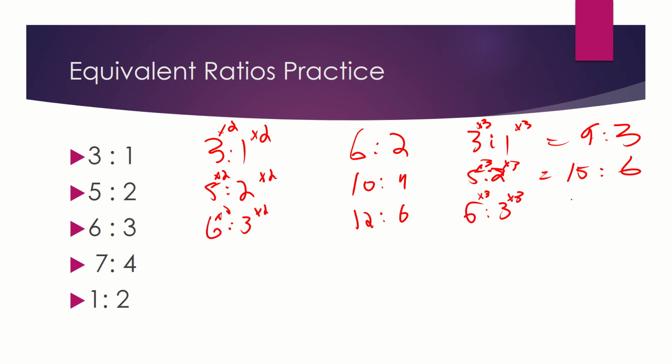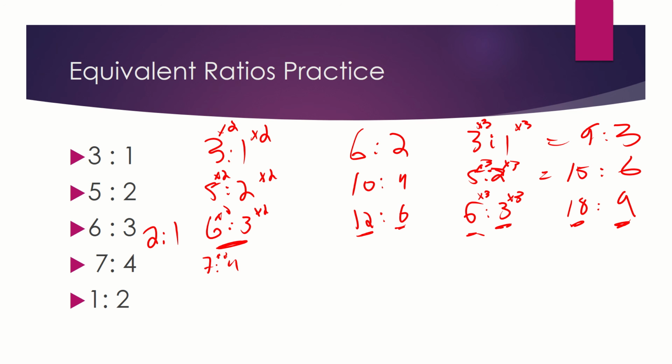Okay, we're going to get 18 to 9. And it's funny because 6 to 3 is basically saying that this ratio is 2 to 1. So we have 2 to 1 here, 2 to 1 here, 2 to 1 here. It's everywhere.